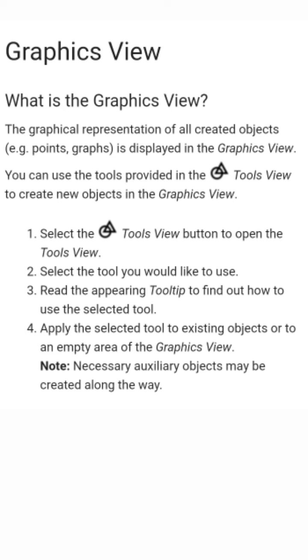Select the Tools View button to open the Tools view. Select the tool you would like to use. Read the appearing tooltip to find out how to use the selected tool. Apply the selected tool to existing objects or to an empty area of the graphics view.